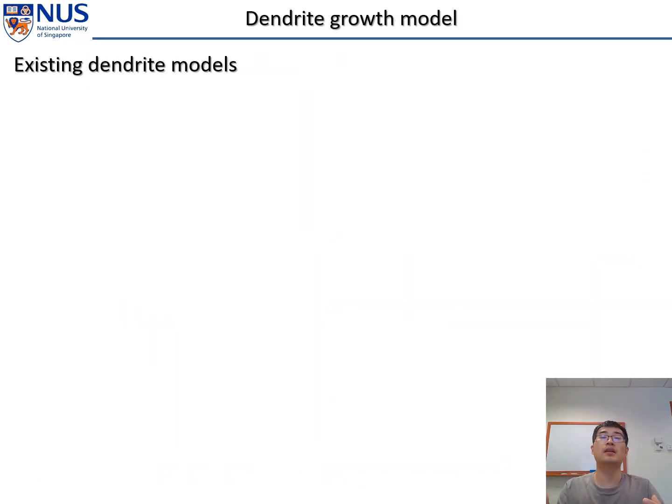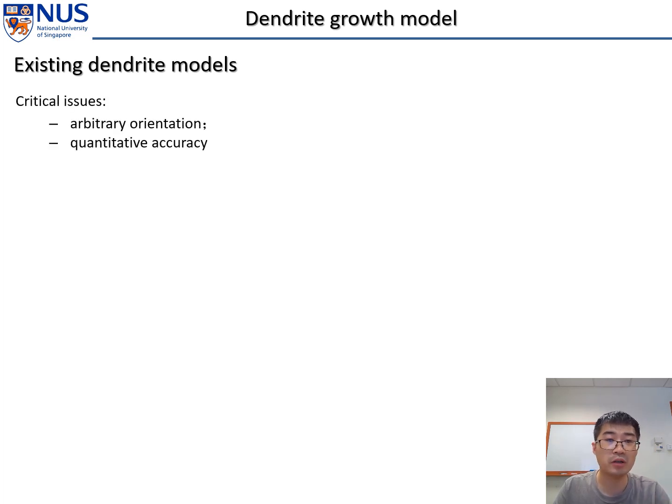So the next model is the dendrite growth model, because the dendrite growth model is related to the solidification defects. There are a few existing dendrite models, but the critical issues are how to incorporate arbitrary orientation of the dendrites, and second, the quantitative accuracy of the simulation.